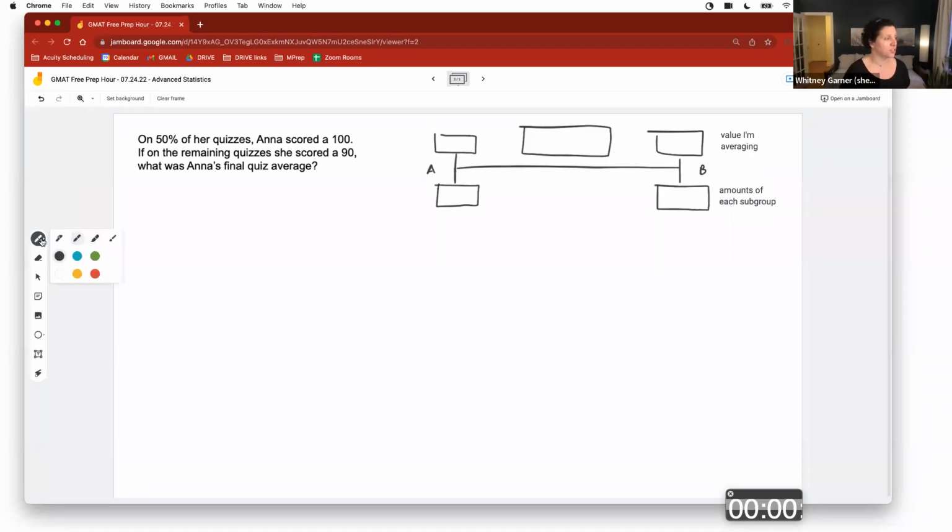But in this case, she's got some tests where she scored a 90. And she's got some tests where she scored 100. So I'll fill them into those boxes. I want to know what the average score is, so that box is going to remain empty. And now what I know is that 50% and 50% are going under each. Or a half and a half. Or she has one test and one test, or 10 tests and 10 tests, or who knows, whatever.